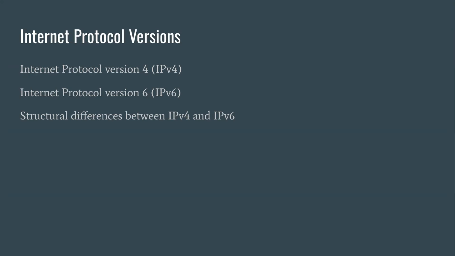So there are two dominant versions of the Internet Protocol: IP version 4, and version 6, which is called IP version 6. IP version 4 addresses consist of four sets of numbers separated by periods. If I were to give you an example, it would be like 192.0.2.235.